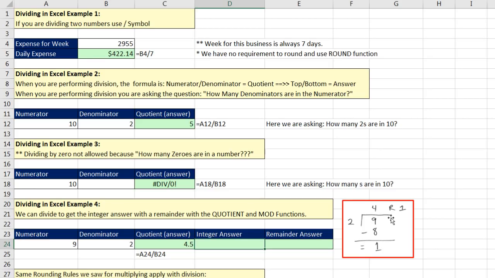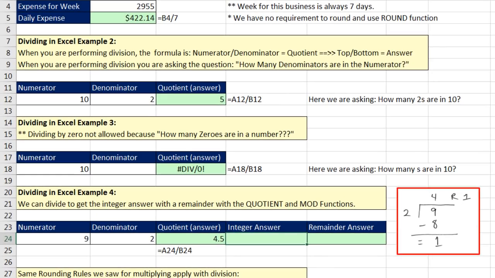Now, in rare cases, we might actually want an answer in Excel that excludes any remainder and doesn't show us any decimal. Similarly, we might want to see what the remainder is. So there are 2 functions, quotient and mod. Now, the quotient function will give us the integer part. Mod function will give us the remainder part.